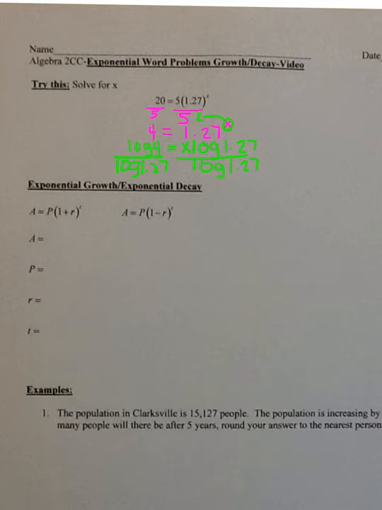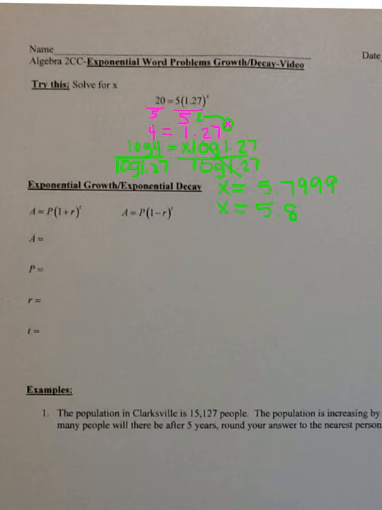Plug that into your calculator. You can round to the nearest tenth. So you get x equals 5.7999, which rounds to x equals 5.8.